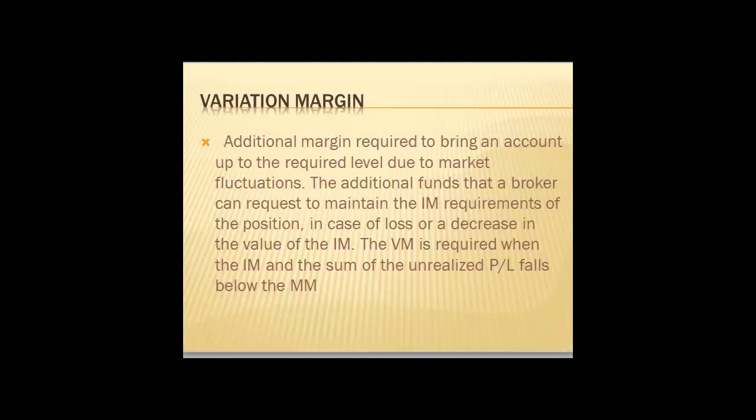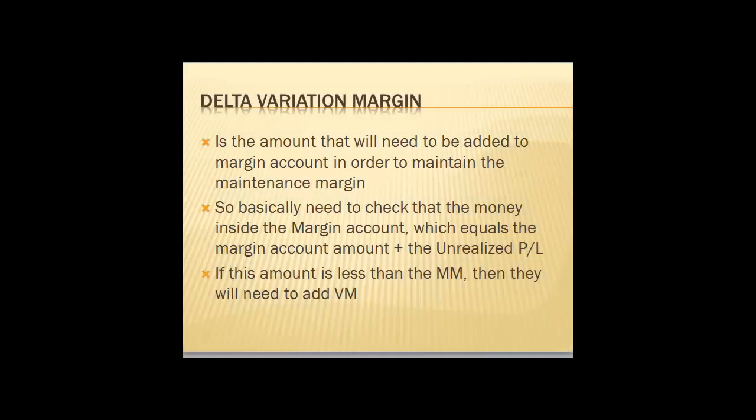Variation margin. Variation margin is the additional margin required to bring an account up to the required level. It is the amount of additional funds that a broker can request to maintain an initial margin requirement of a position in the case of loss or decrease of the value of the initial margin. Variation margin is required when the initial margin and the sum of the unrealized P&L fall below the maintenance margin. And the delta variation margin is the amount that you will need to add to a margin account in order to maintain the maintenance margin.